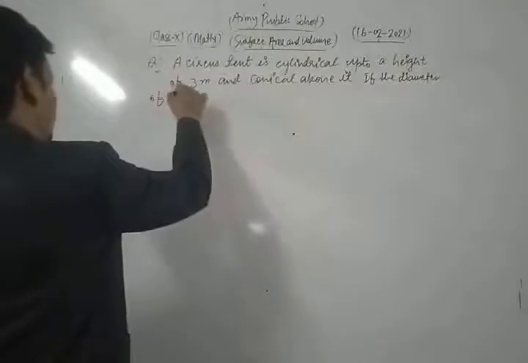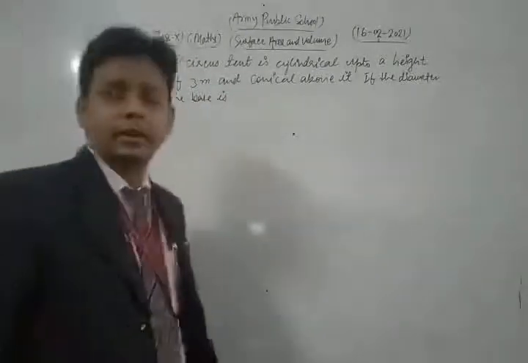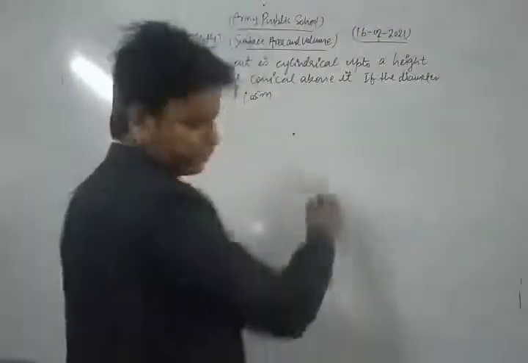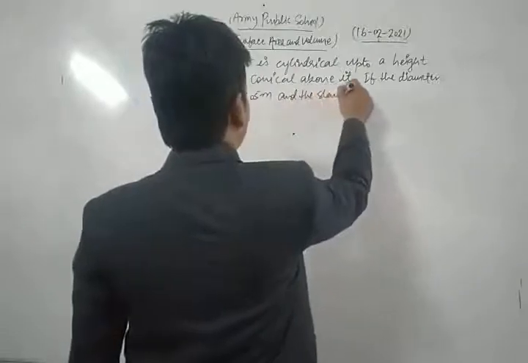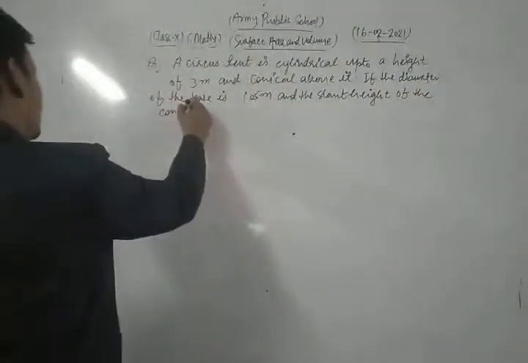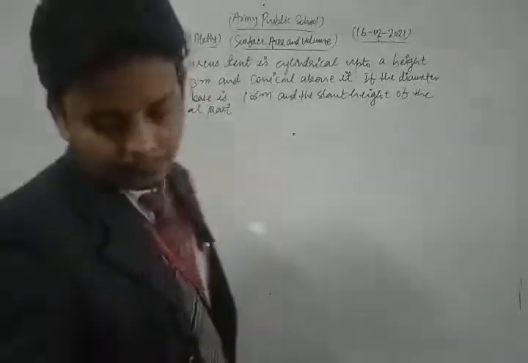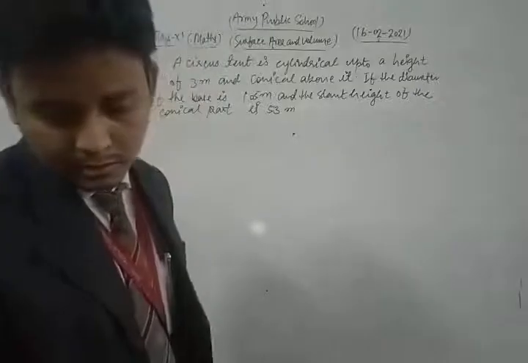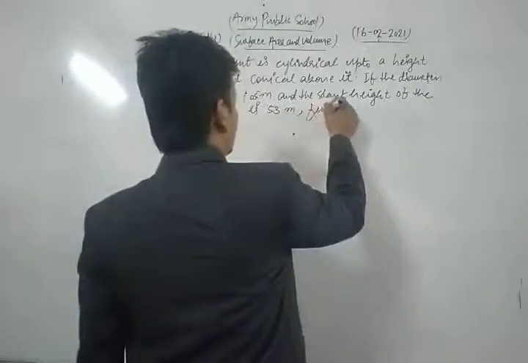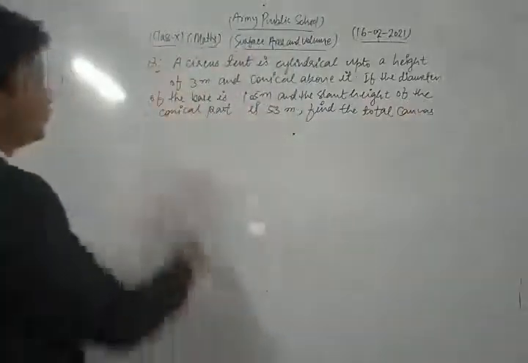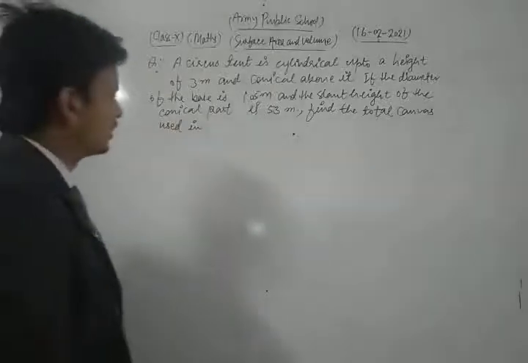If the diameter of the base is 105 meter and the slant height of the conical part is 53 meter, find the total canvas used in making the tent.